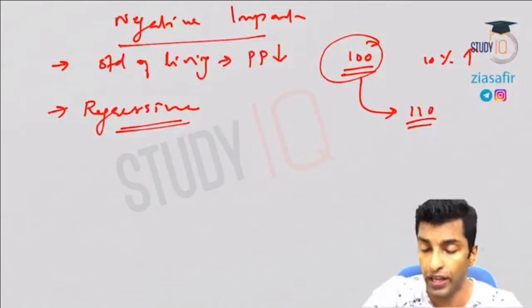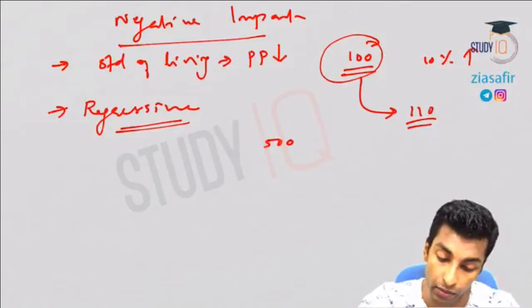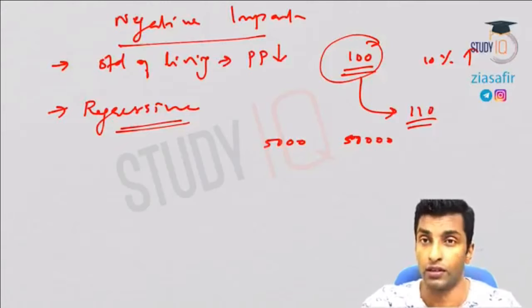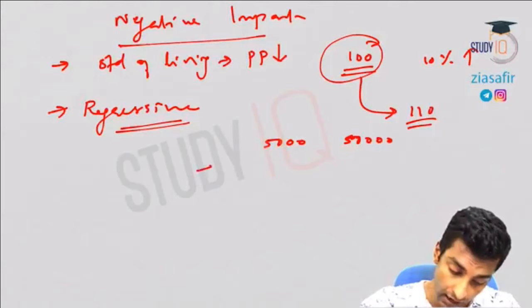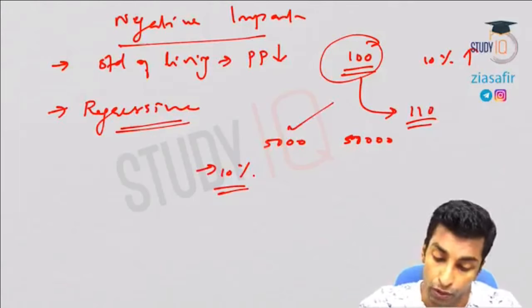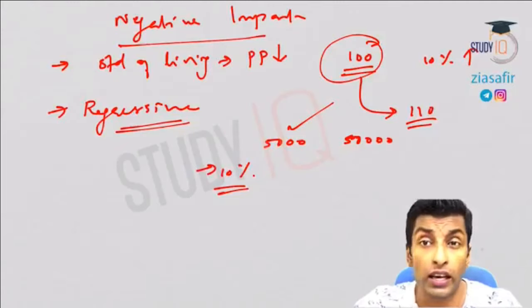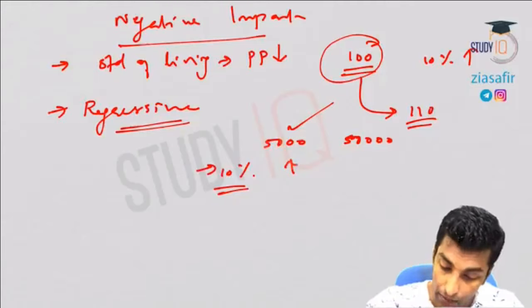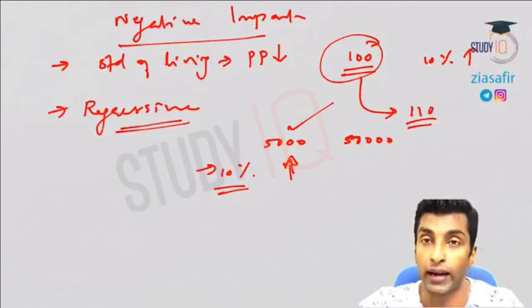Now for example, you take two persons. One person has an income of, let's say, 5,000. Another person has an income of, let's say, 50,000. If there is inflation, let's say 10% inflation, who will be affected more? The poor person will be affected more because he has to sacrifice or compromise on the essential items, the basic food items, etc.